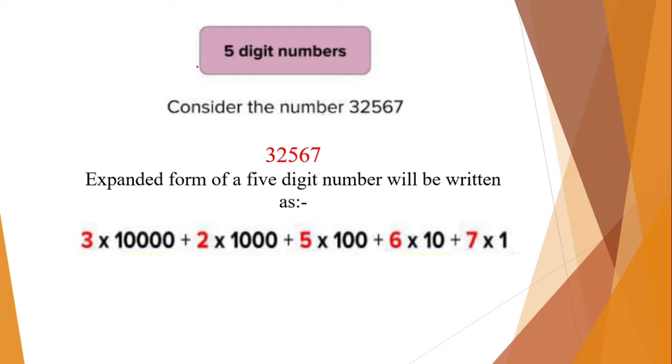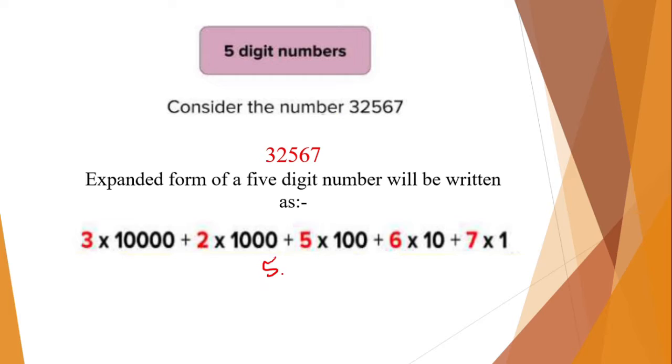Five-digit numbers, consider the number 32,569. The expanded form of a five-digit number will be written as follows. How to write the expanded form? First we should write the number. The first digit we have is 3. So we write 3 into its place value, which is 10,000, and an addition sign, and again 2 into its place value, and so on. So let me take another example.